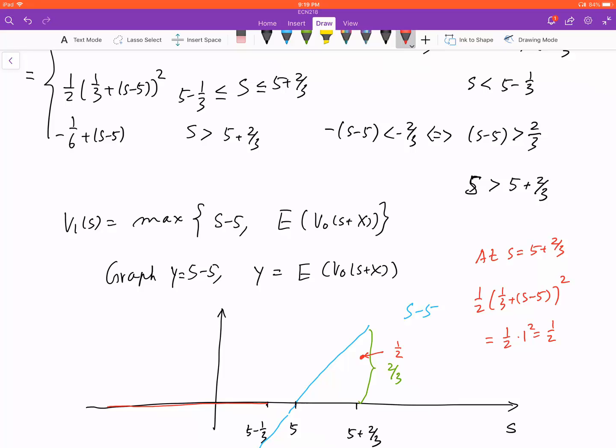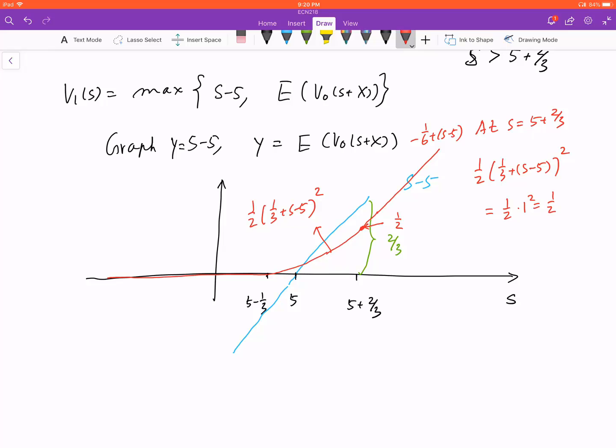And beyond the 1/2, we have a linear function with exactly the same slope. This one over here is negative 1/6 plus S minus 5. And in the middle, we have a quadratic formula. And we know it has to be continuous. In fact, this one over here is differentiable. So we have something like this. And this segment is the middle one. That's 1/2 of 1/3 plus S minus 5 squared. We don't really need a parenthesis over there.